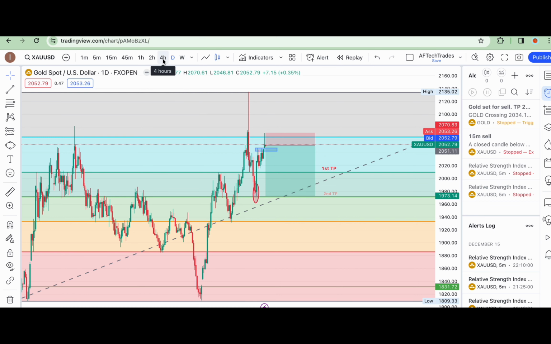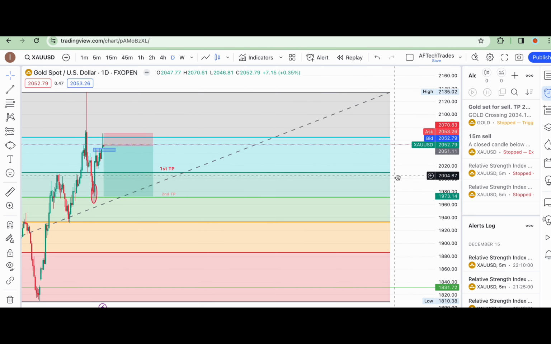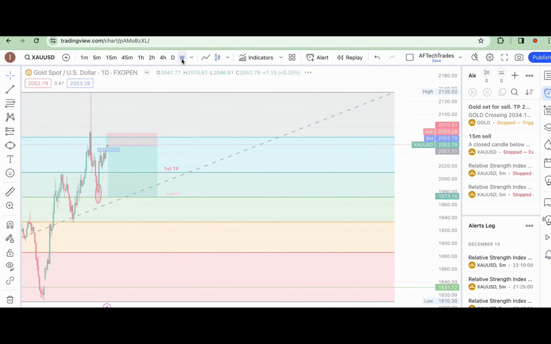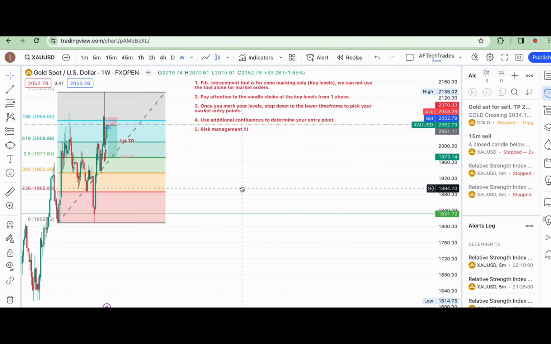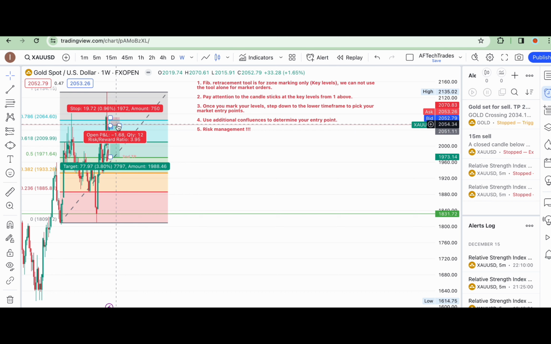A recap one more time. Where is my text? The weekly time frame. So our recap here is that we use the fib retracement levels. We use the fib retracement level to mark our zones. Pay attention to the candlestick at the key levels, which I said here before we place this trade. Already I have marked the areas.